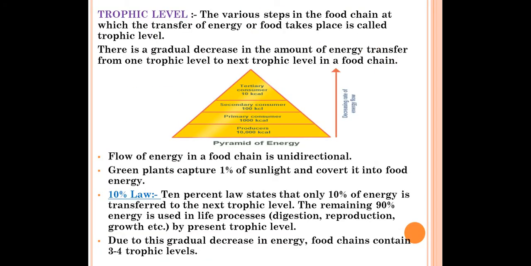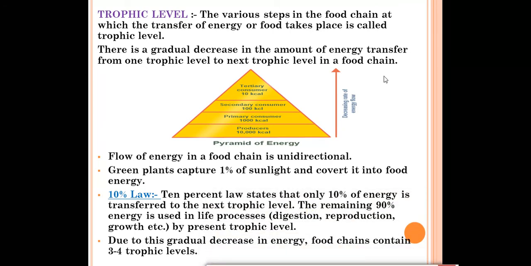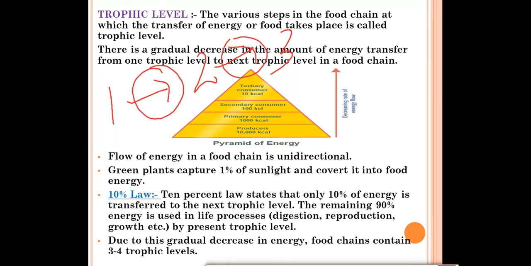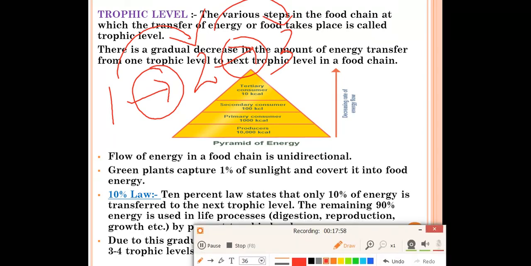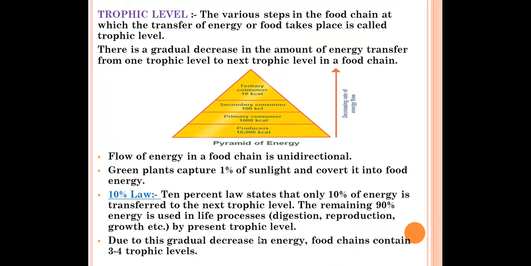Next, we'll discuss the trophic level. This is also important. What is trophic level? The various steps in the food chain at which transfer of energy or food takes place is called a trophic level. For example, if we have organism number 1 to 2, so the steps like this, we have 2 steps over there. So these are called the trophic levels. The steps in the food chain at which transfer of energy takes place, from 1 to 2 some energy is transferred, from 2 to 3 some energy is transferred. So these steps are called the energy levels, or the steps present in the food chain are called trophic levels.